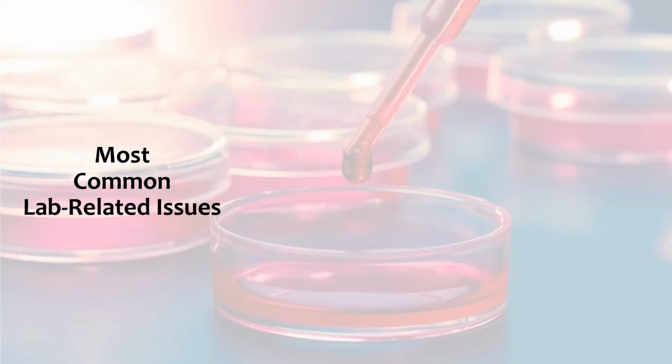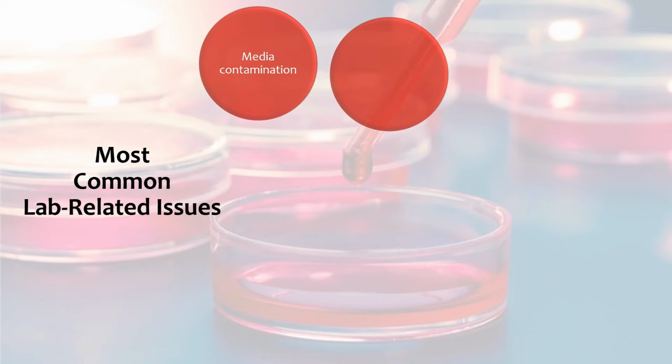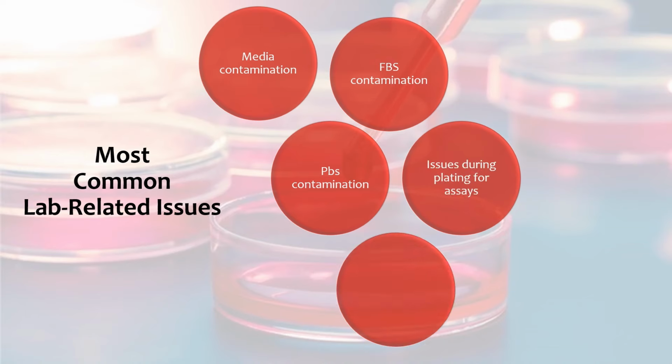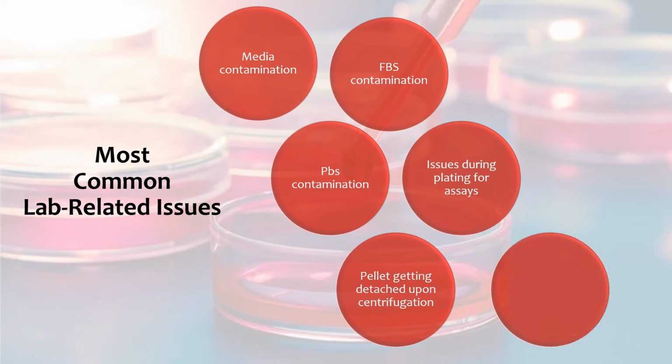So what are the most common lab related issues? The issues that researchers face in the lab other than cells are the contamination of consumables, for example media contamination, FBS contamination, PBS contamination, and sometimes the pellet which is formed after centrifugation, the pellet of the cells, gets detached upon pipetting the supernatant, as we have discussed in the previous lesson, the protocols. And there are problems during the process of cell counting, when we have to plate them for passaging or for assays, etc.